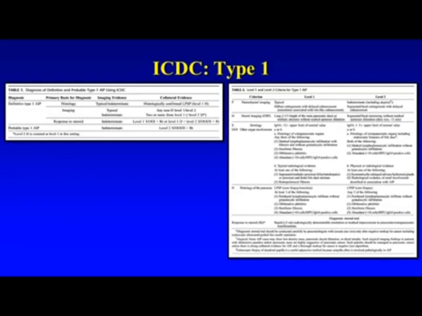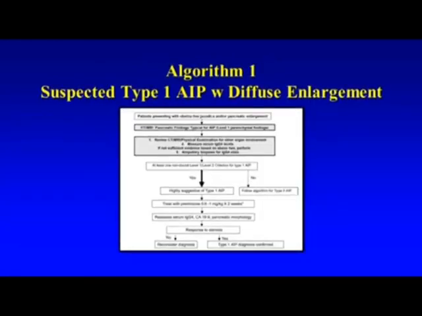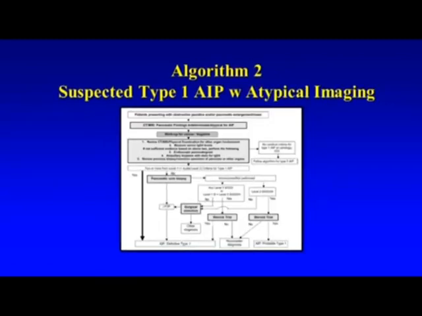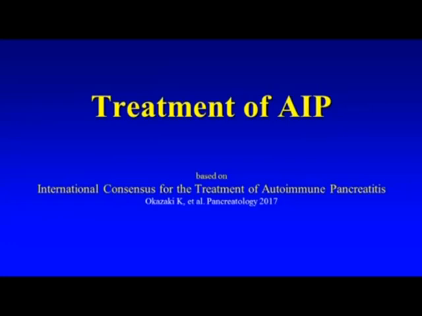Now, I'll just show you what these look like, but again, this is way too busy to get into today. You can see that there are level 1 and level 2 evidence for different criteria, including the standard HISORt criteria. There's different criteria for type 2, and then there's 3 separate algorithms that can be used depending on the clinical scenario to try to determine whether someone has autoimmune pancreatitis.